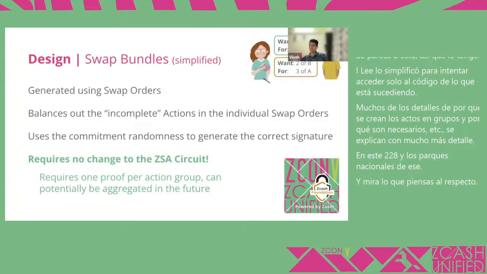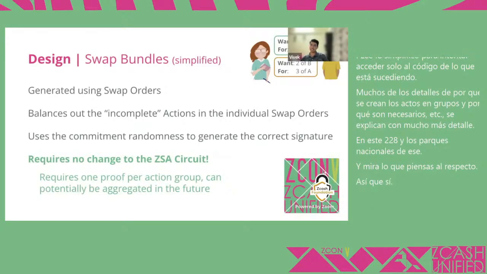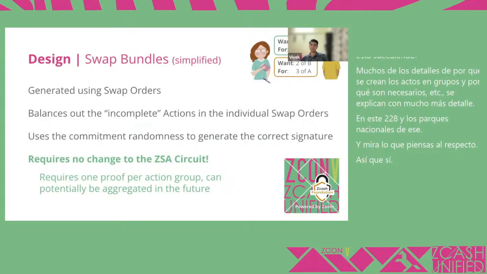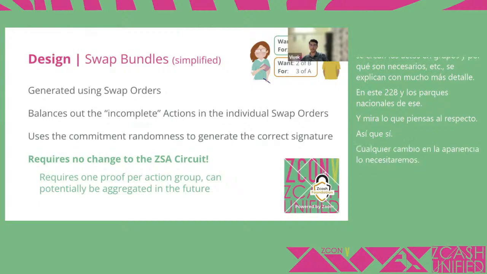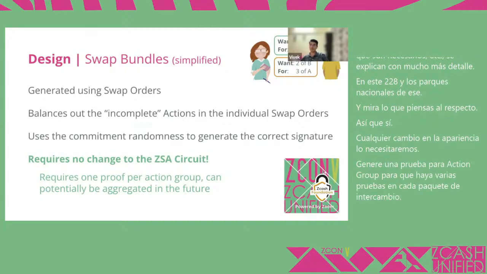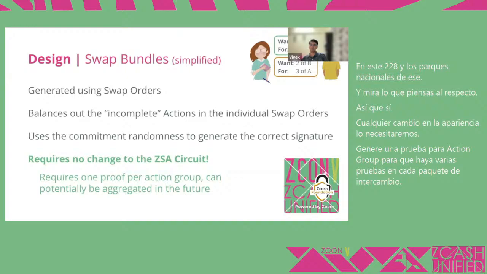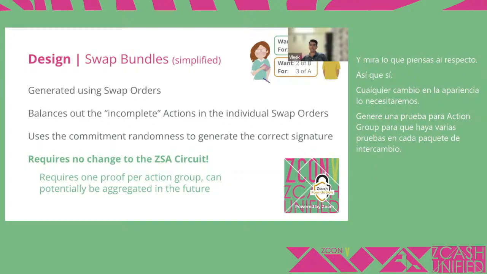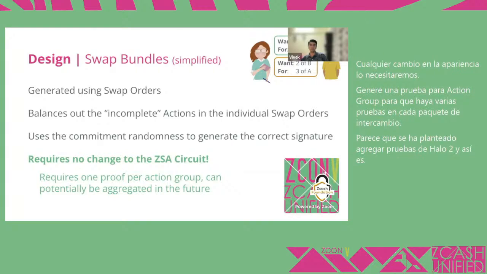So yeah, the great part about this design, as we said, is that it doesn't need any changes to the ZSA circuit. We will need to generate one proof per action group, so there will be multiple proofs in each swap bundle. There seem to be ways to aggregate Halo 2 proofs together, and so this is something that would be good to do in the future.